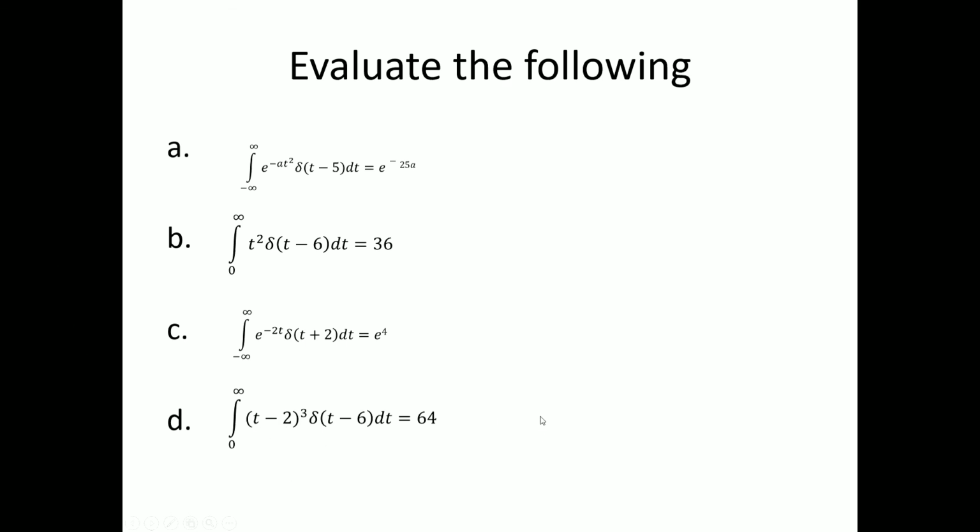So this is a simple way of calculating the integrals of the delta function.